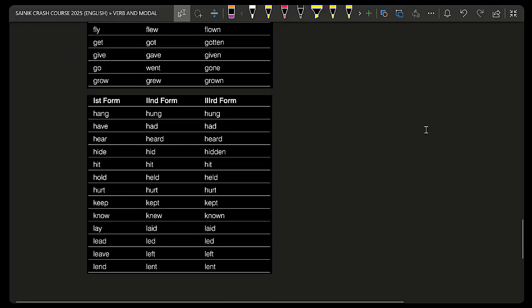And next, a few examples. Hang, hung, hung. Have, had. Hear, heard, heard. Hide, hid, hidden. Hit, hit. Hold, held. Hurt. Keep, kept. Know, knew, known. Lay, laid. Lead, led. Leave, left. Lend, lent. Next few examples.